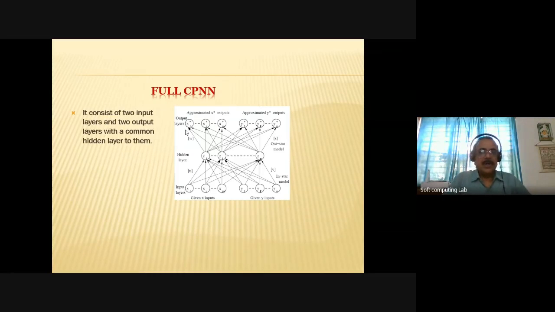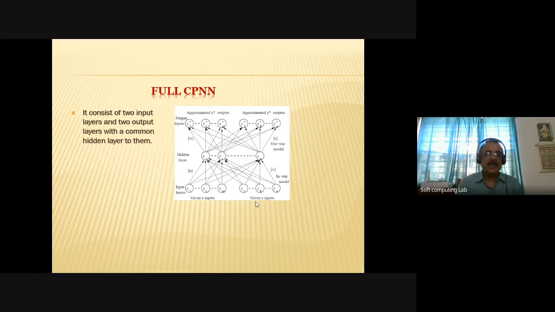Now, this is called full CPNN. You can see I'm just going to model a process having a small m number of inputs, that is x1, x2, xi, xm, and having n number of outputs, that is y1, y2, yk, yn. Okay, so this input-output relationship I'm just going to model using this counter propagation network.